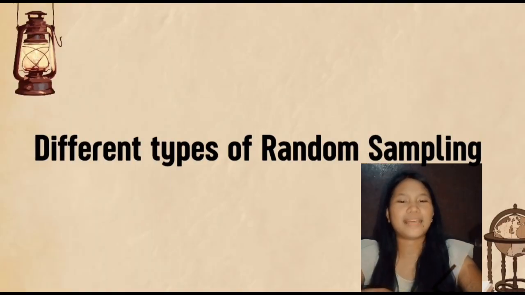Today, I am going to discuss what random sampling is and its different types. So first, what is random sampling? Random sampling is a method used by researchers to choose participants where everyone has an equal chance of being selected. This helps make the researcher's results fair and unbiased because no one is given special treatment or preference. And now, let's move on to the different types of random sampling.